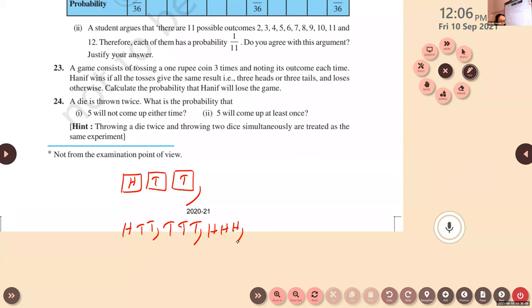Ma'am, you will send that question paper in the group. Concentrate on the question. About the question paper, we will discuss later.